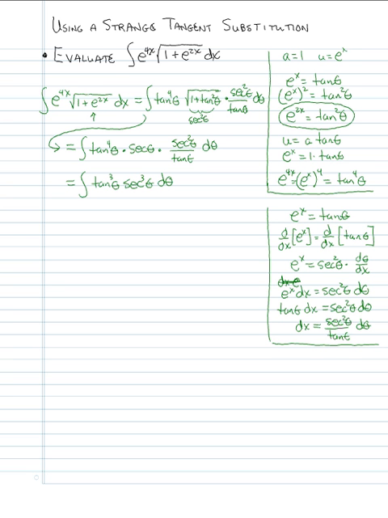So my choices are u can be tangent of theta or u can be secant of theta. And I'm thinking I'm going to let u be secant of theta. So here's what's going to happen. If u is equal to the secant of theta, then du is the derivative of secant of theta, which is secant of theta tangent of theta d theta.